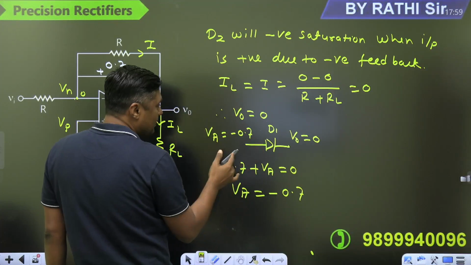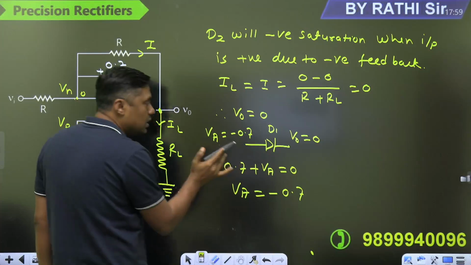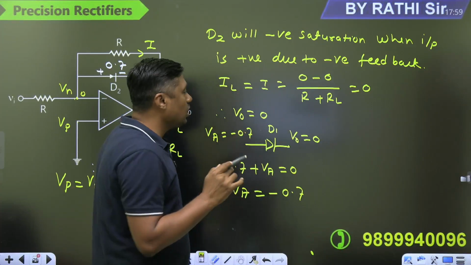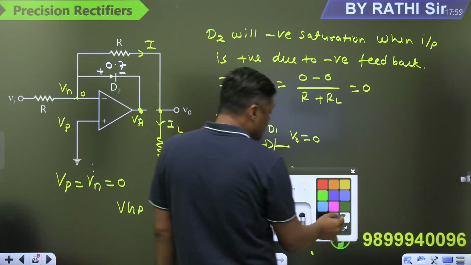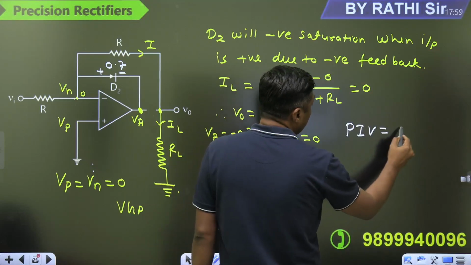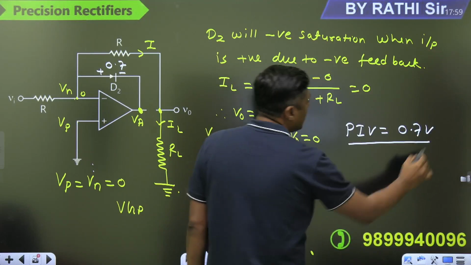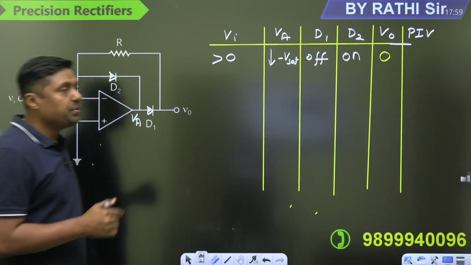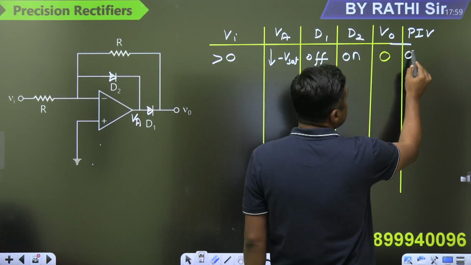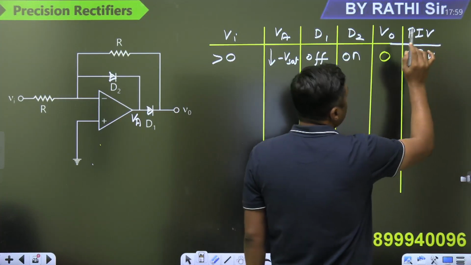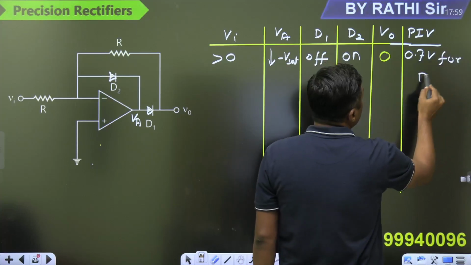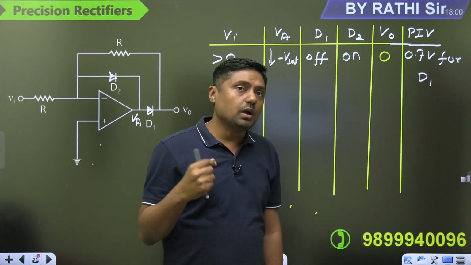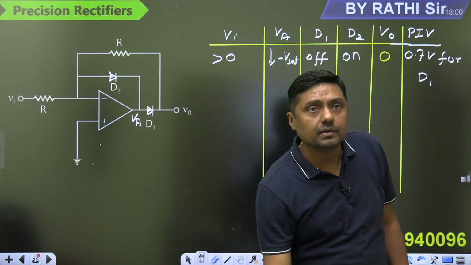Minus 0.7 means this diode is reverse biased by only 0.7 volt. Therefore, what is the PIV for this one? The PIV for this one is only 0.7 volt. Highly reduced from plus 15 volt to what? 0.7 volt only. So, for diode D1, the PIV is only 0.7 volt. So, in this way, we can reduce the PIV. Okay.